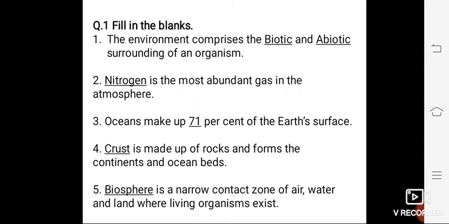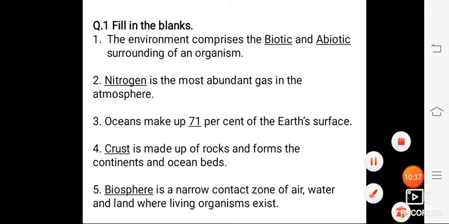The environment comprises the biotic and abiotic surroundings of an organism. Second, nitrogen is the most abundant gas in the atmosphere, right? Third, oceans make up how much percent of the earth's surface, student? Yes, oceans make up 71% of the earth's surface.